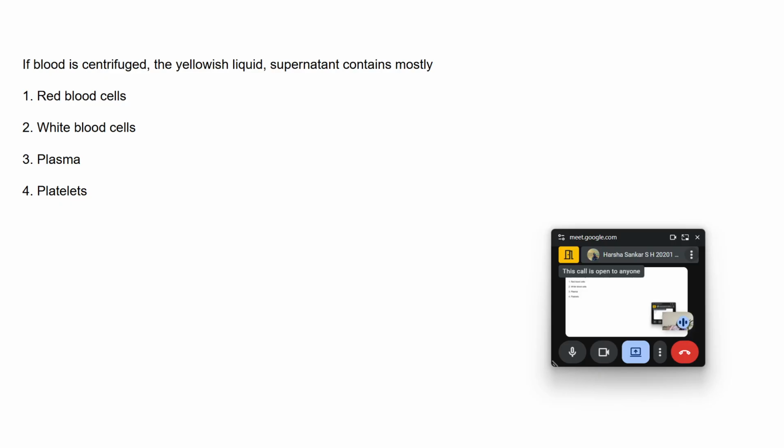So at 7:08 we'll discuss the answer. Correct answer is plasma. Okay. The others are all what settle down, the cell components, which consist of red blood cells, white blood cells and platelets.